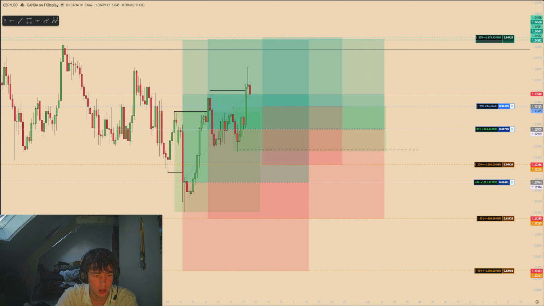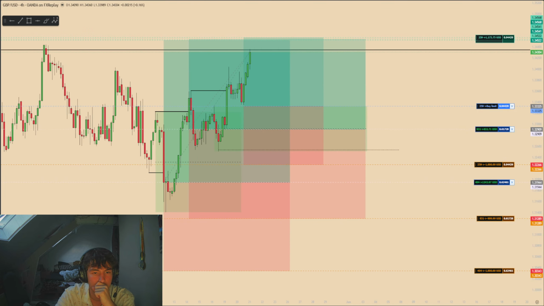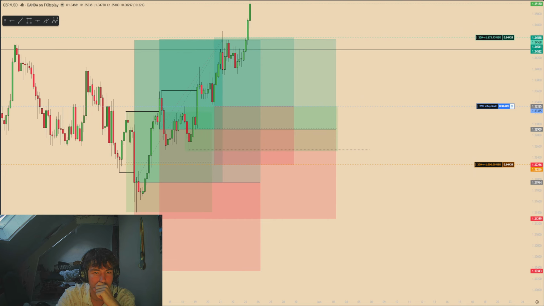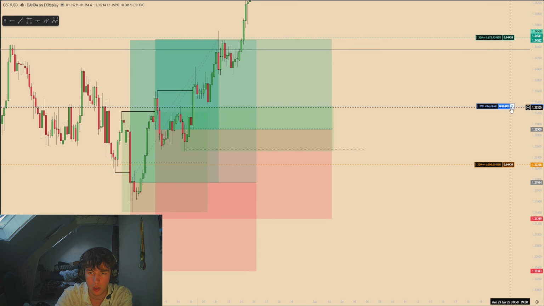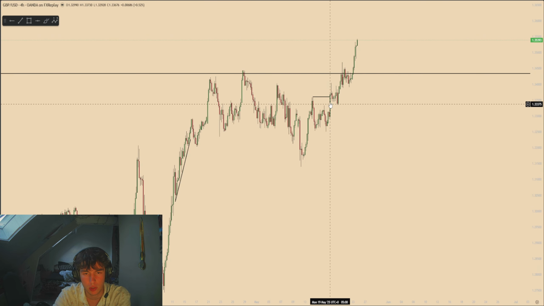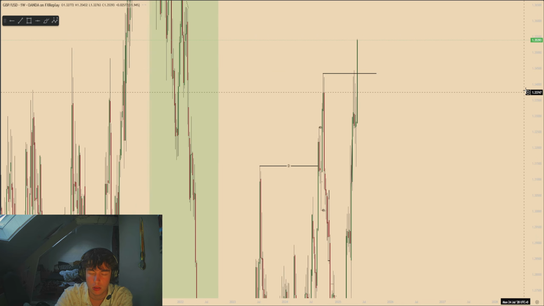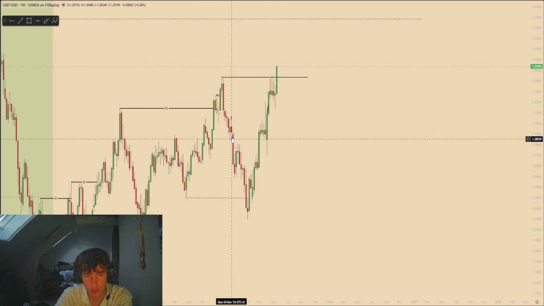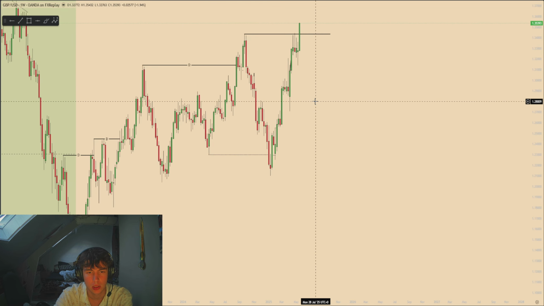Let's see what price does. If we tap, we hit TP, but we did not tap the demand zone. So, okay, current market. Weekly time frame. Yeah, this was just textbook trades, to be fair.